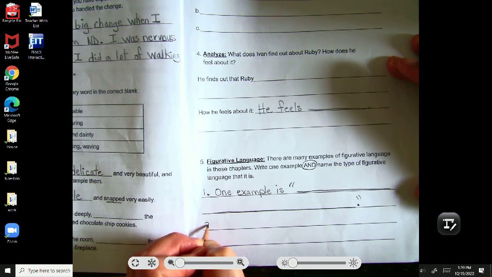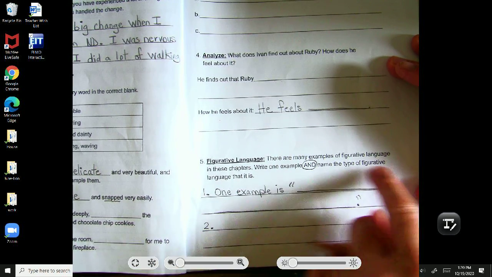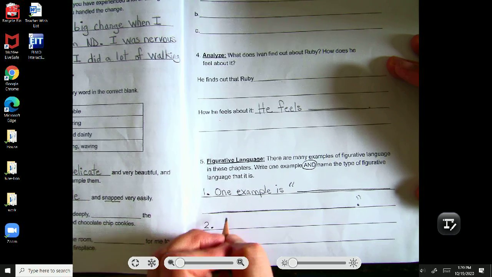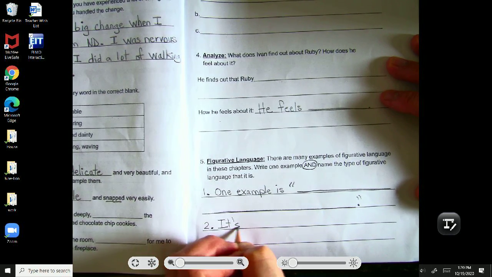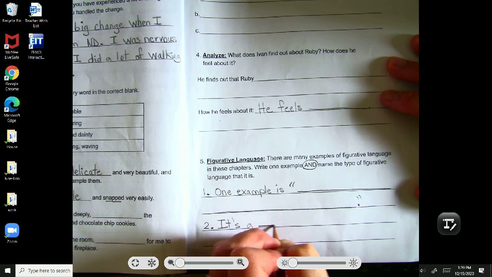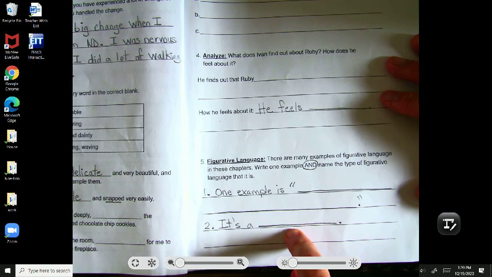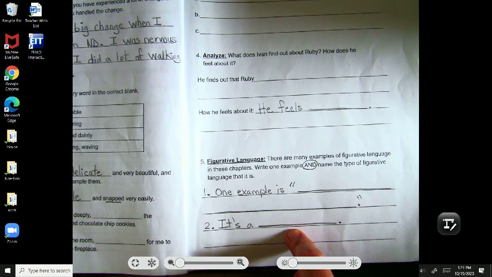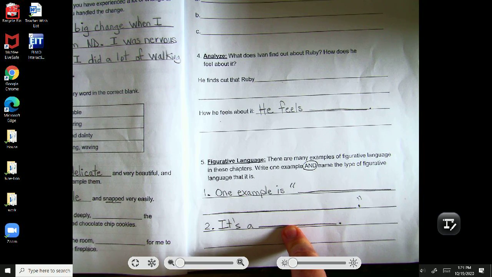And then part 2, name the type of figurative language that it is. It's a... Right? Did you find a simile? Did you find a metaphor? Did you find personification? Did you find an onomatopoeia? Right? Did you find an oxymoron? What type of figurative language did you find?